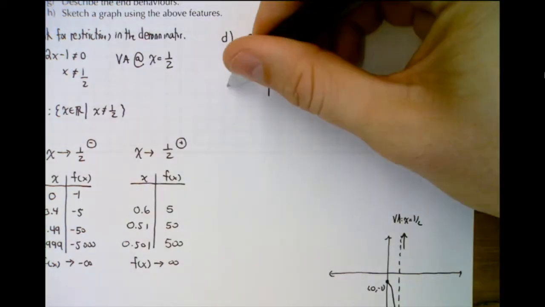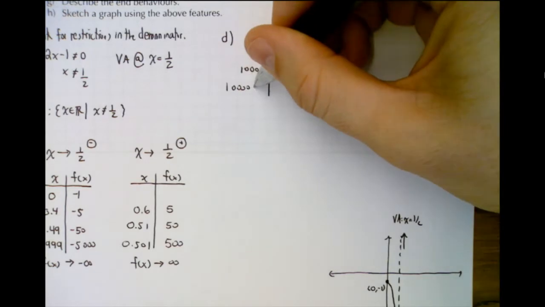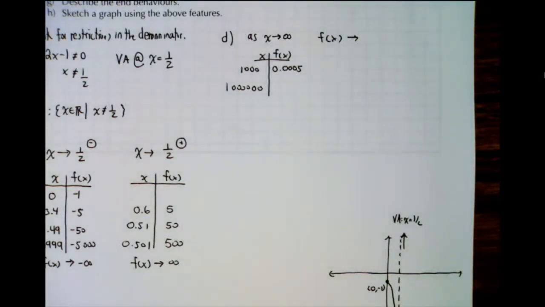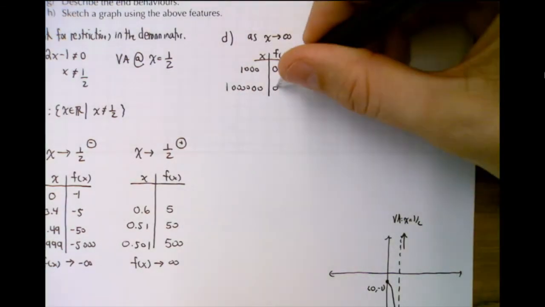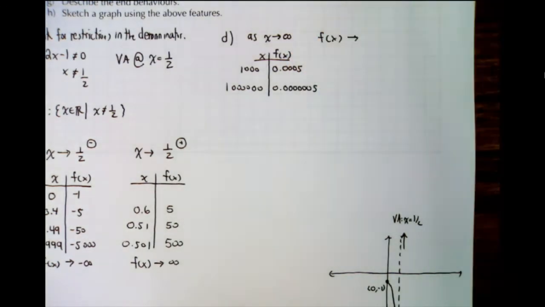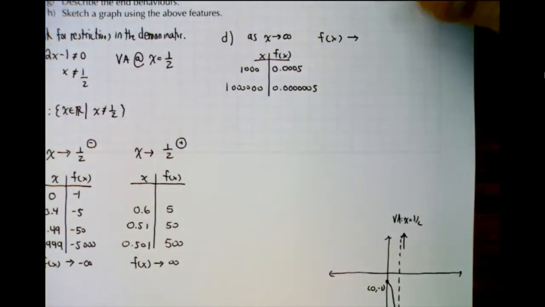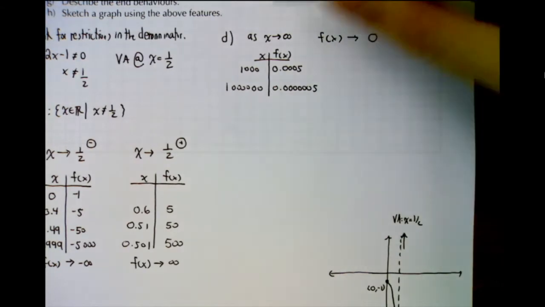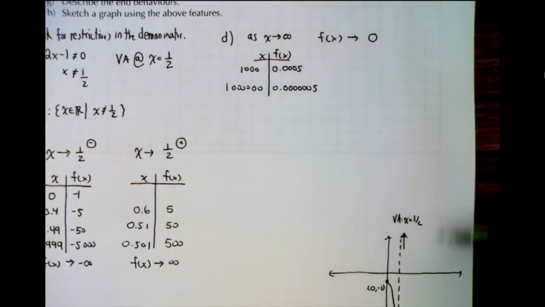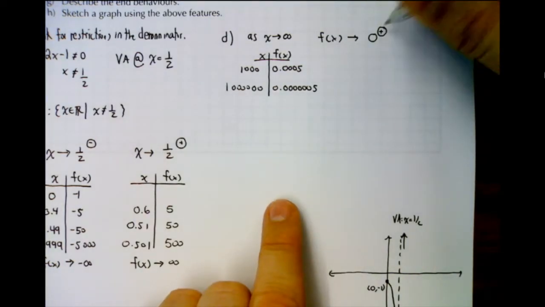What if we plug in 1,000,000? 1, 2, 3, 4, 5, 6. If we plug in 1,000,000, we get 0.1, 2, 3, 4, 5, 6 zeros and a 5, which is still above 0, but we're definitely approaching 0. So we are approaching 0 as x approaches infinity. As x gets really big, we're approaching 0 from the positive side, from above.